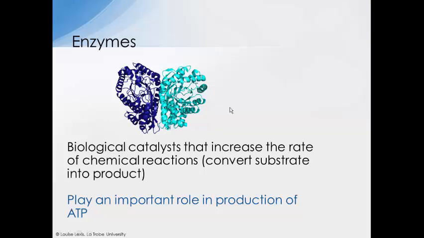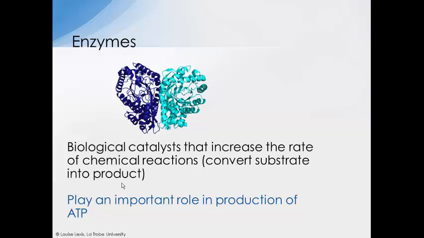What's shown here is an enzyme, and they have a very complex structure. We say they have a tertiary structure and sometimes even 4 levels of structure. And what they do is they increase the rate of chemical reactions. So they don't change the nature of the chemical reaction, but they do speed it up. And really their job is to convert what we call substrate into product. So an enzyme will increase the rate at which substrate is converted into product.